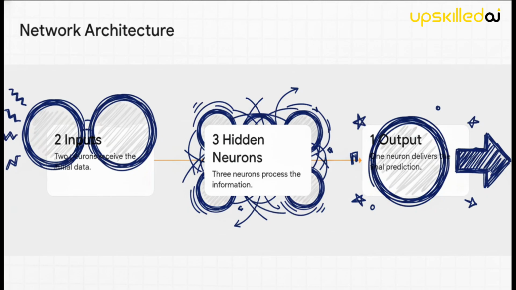Information comes in on one side through a couple of input neurons. Then it gets processed and crunched in the middle by a hidden layer of 3 more neurons. And finally, the answer, the prediction, pops out the other side from a single output neuron. It might look simple, but trust me, this is the basic design behind those massive AIs you hear about.